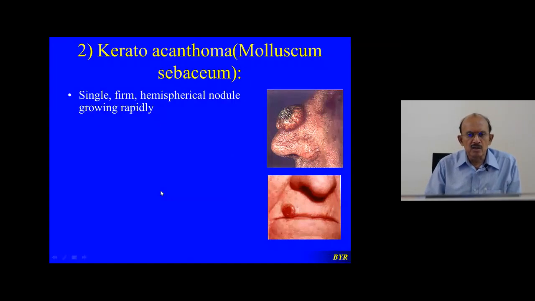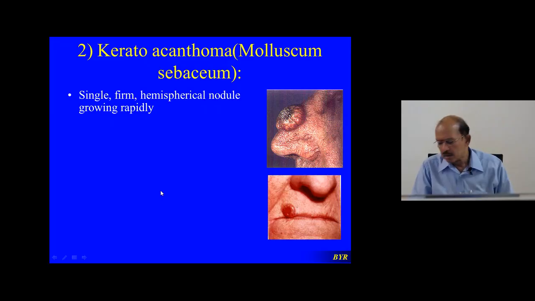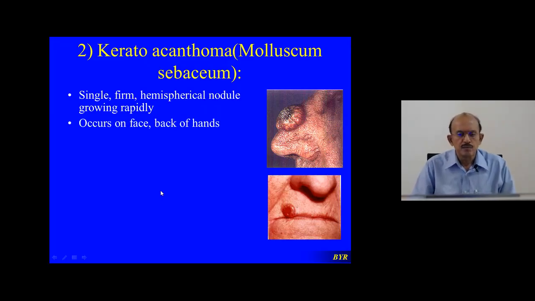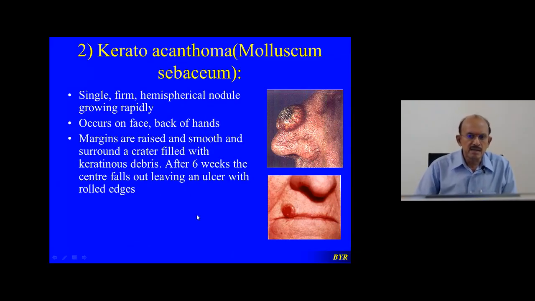Then keratoacanthoma, also called molluscum sebaceum, a single hemispherical nodule growing rapidly, occurs on the face and back of the hands. Margins are raised and smooth and surround a crater filled with keratinous debris. After 6 weeks, the center falls out, leaving an ulcer with rolled out edges. You can see keratin debris here, surrounded by thickened keratinized mass. After a few weeks, the central keratinized debris drops off, leaving behind a big crater in the mass.